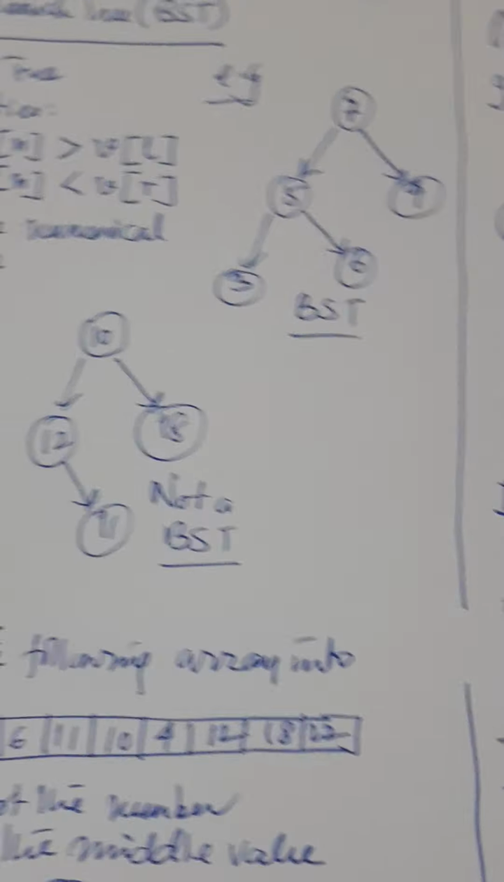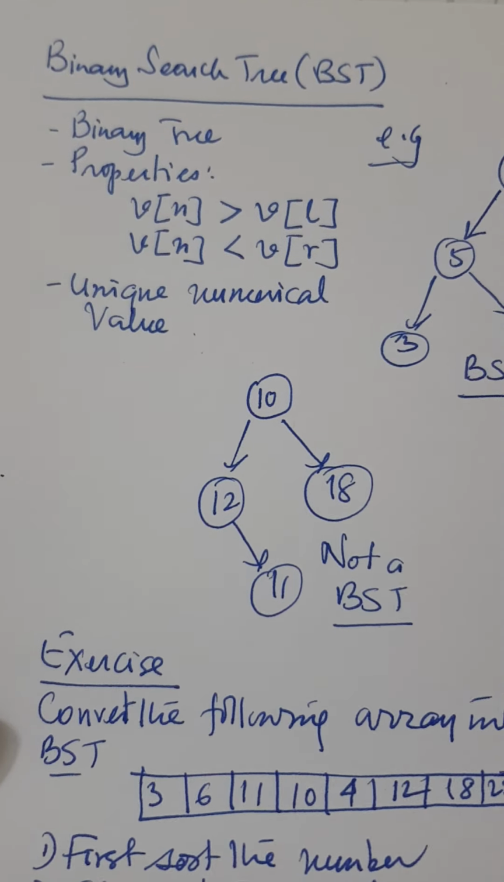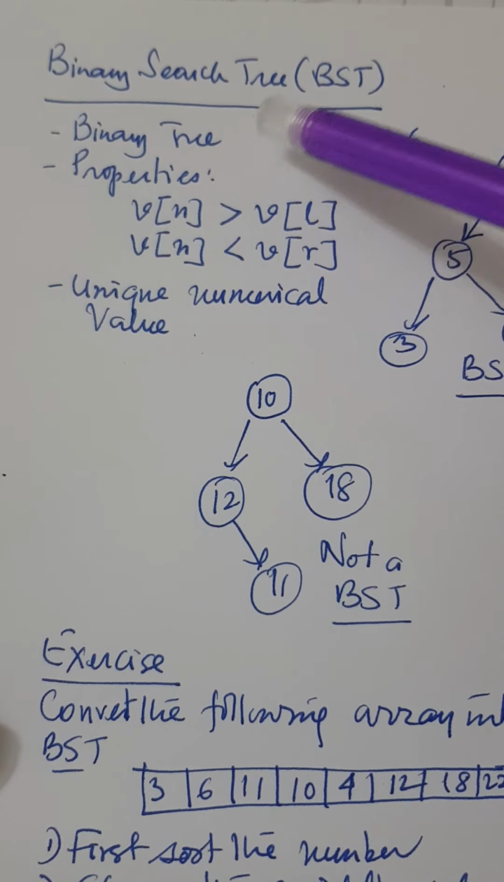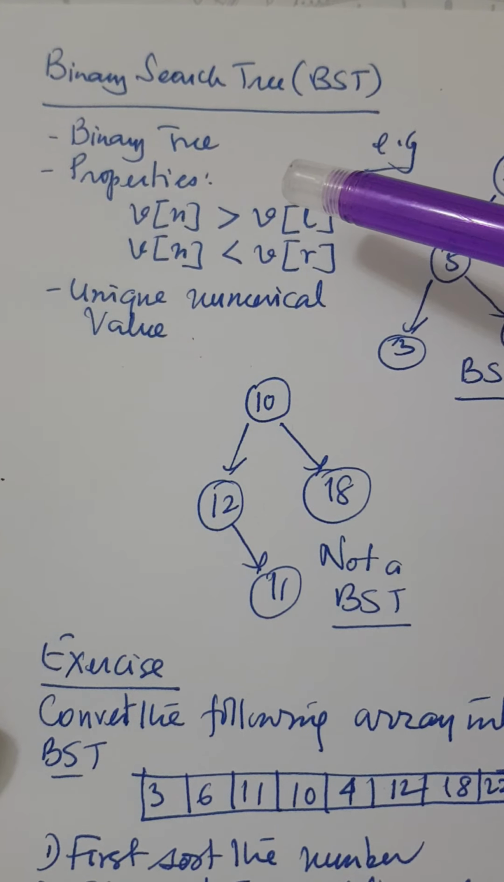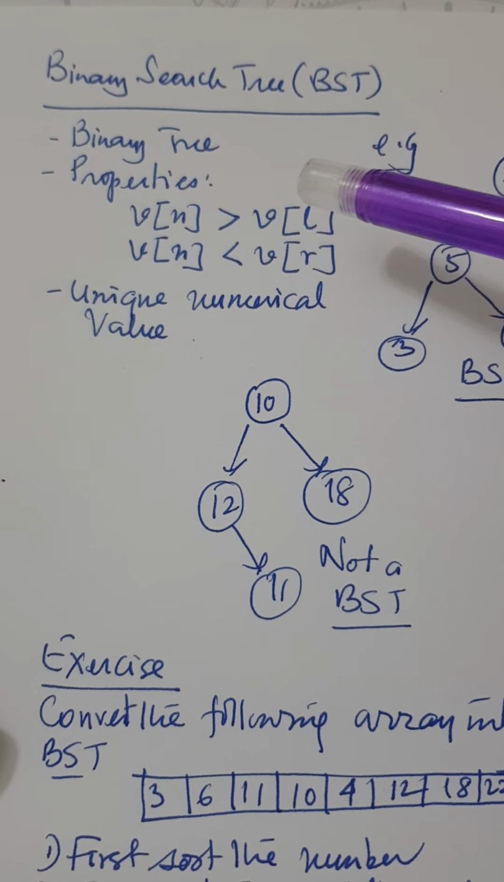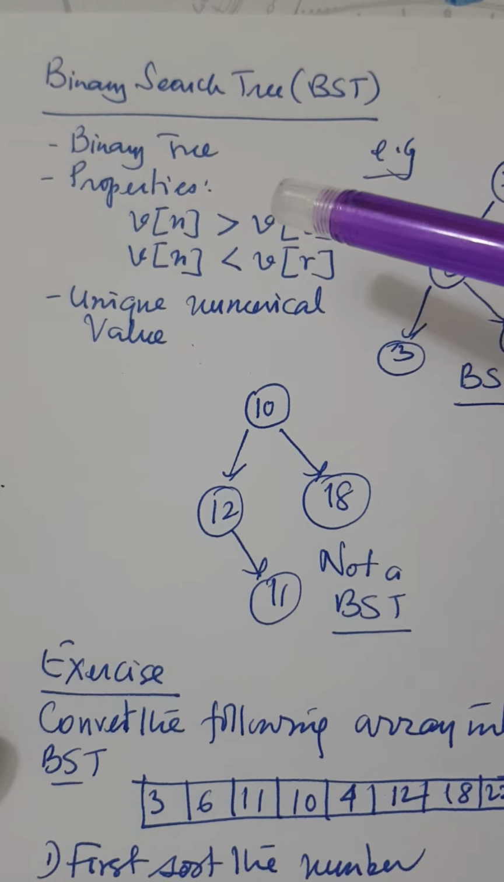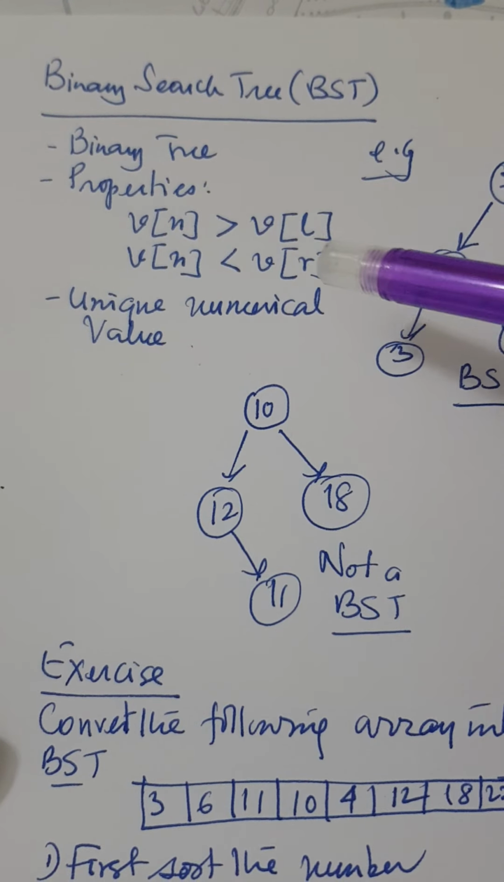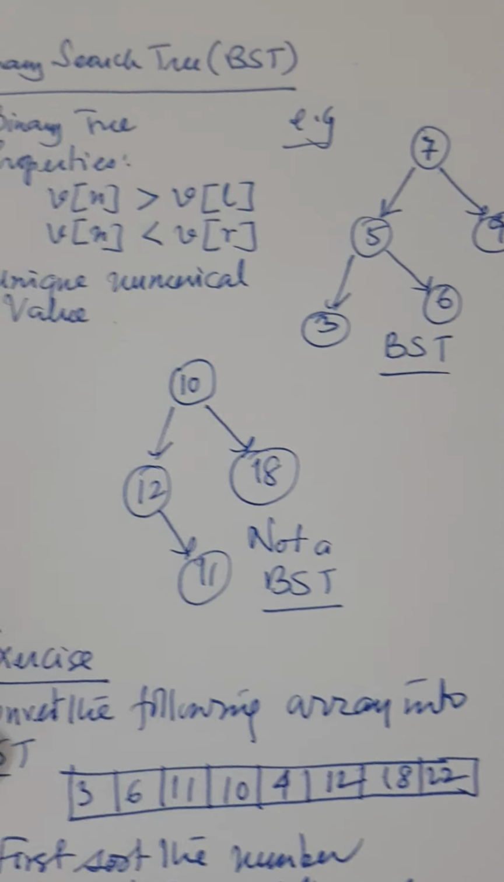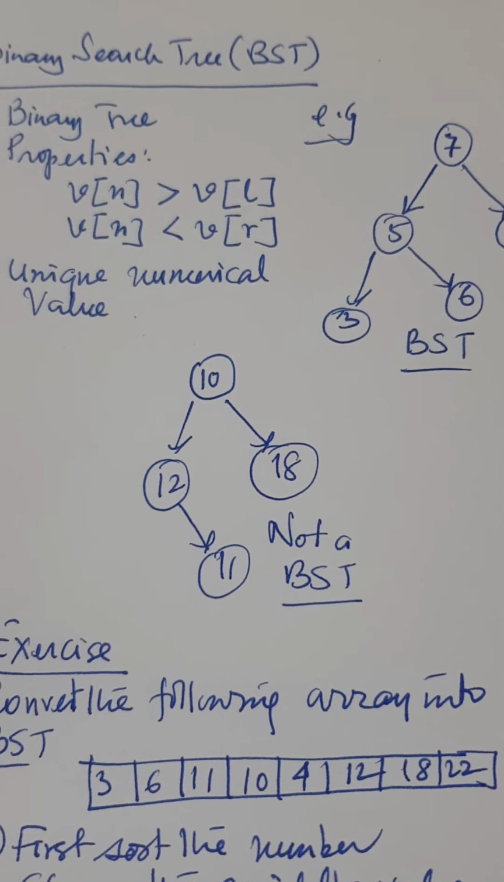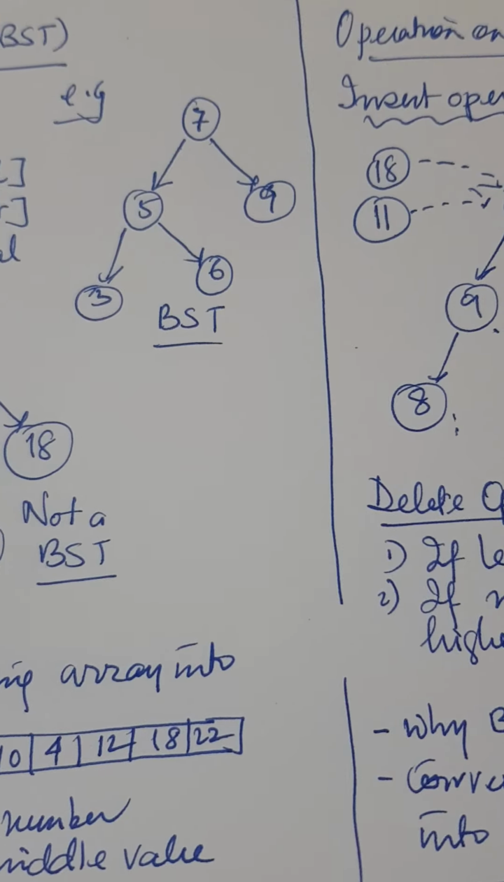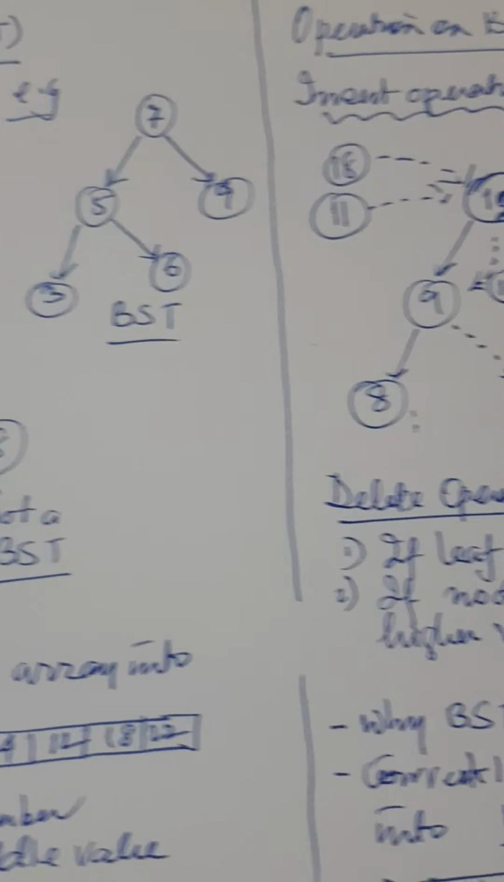Just to review again, it's a binary search tree. It's a binary tree, but it has a property: the value at the root is always greater than the value at the left, and the value at the root is always less than the value at the right. And it's a numerical value. You do not have any duplicate data in this tree. It's always unique, and that's all about the binary search tree and its operations.